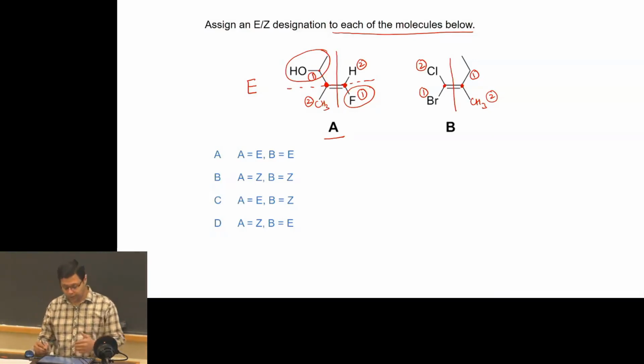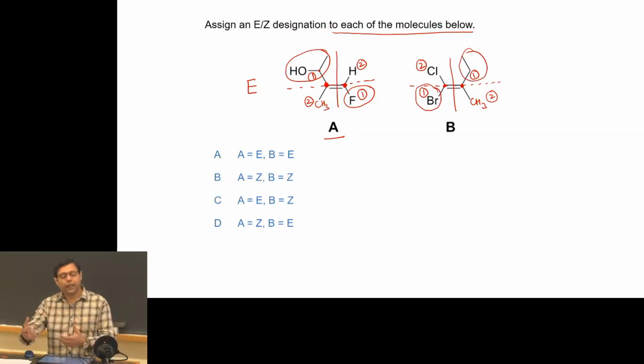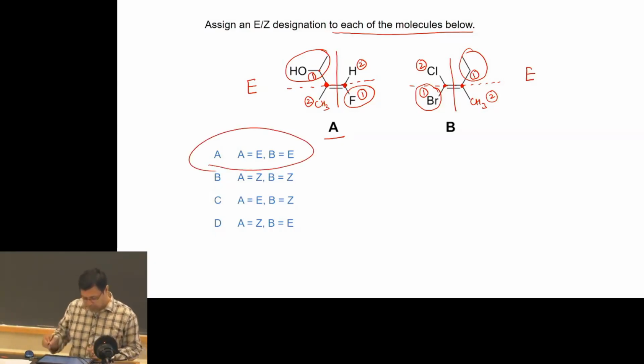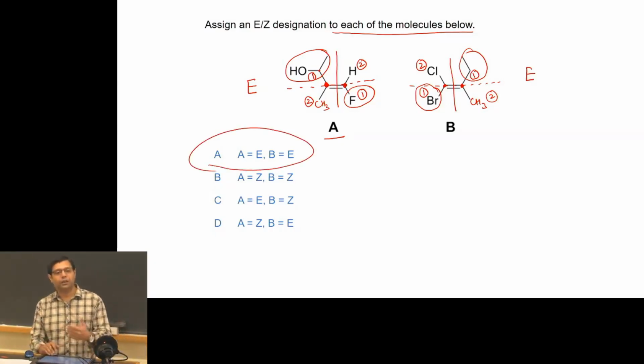Once you have assigned priorities, draw a dotted line parallel to the double bond. Locate the higher priority groups. They are on opposite side of the dotted line. So this molecule is also E. So the answer to the question, both the molecules are E configuration.